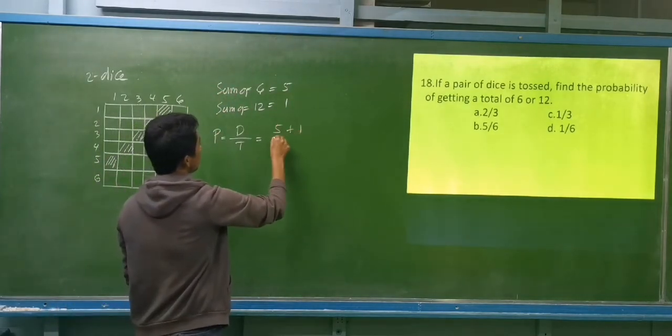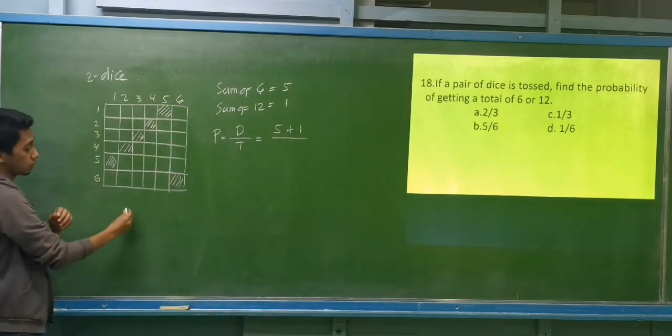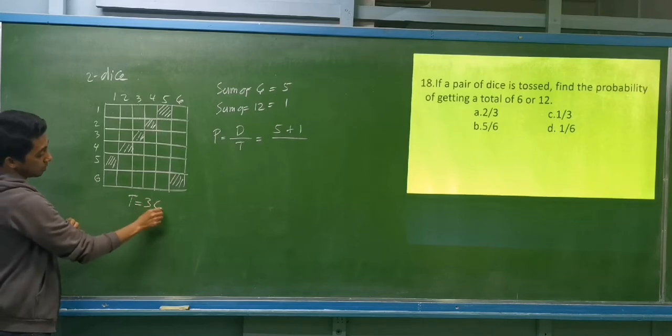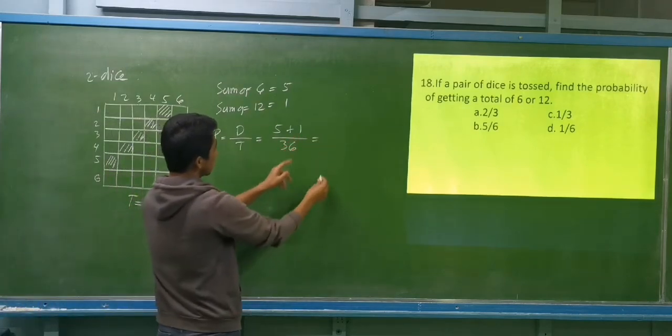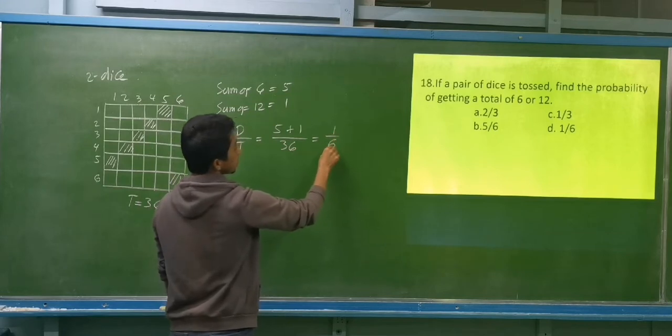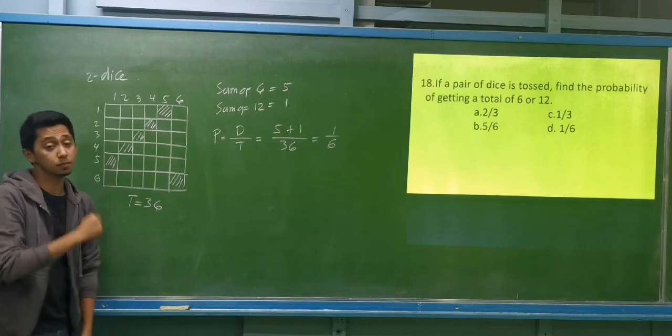5 plus 1, yung total natin is yung total number of box. So 6 by 6, yung total nito is 36. So this is divided by 36. 6 over 36 is 1 over 6. So ang sagot natin yan is letter D, 1 over 6.